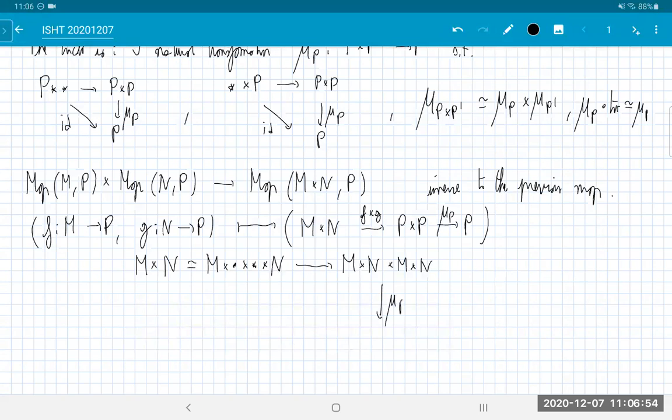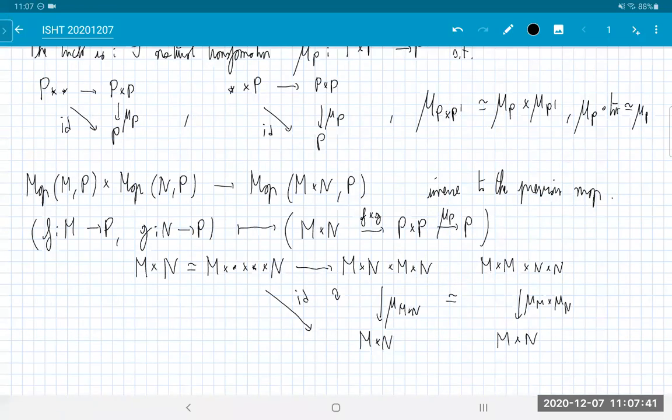And I have mu M times N. Here, the identity and this commute. That's the diagram we need. And this follows from relations 2 and 3, I believe. 1, 2, 3, 4. You have to put all things together, and this gives you the hard part of the composition. That's because you can homotope this to M times M times M times M, mu M times mu M. And then you use the symmetry too. You use the symmetry actually because I'm secretly exchanging the two N's here.